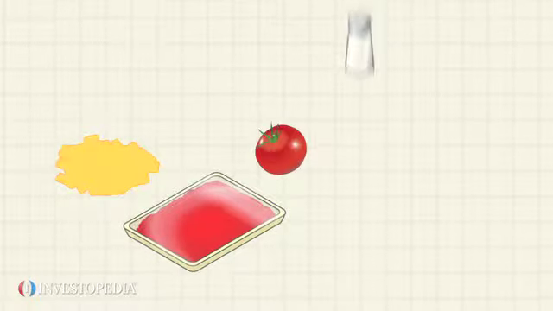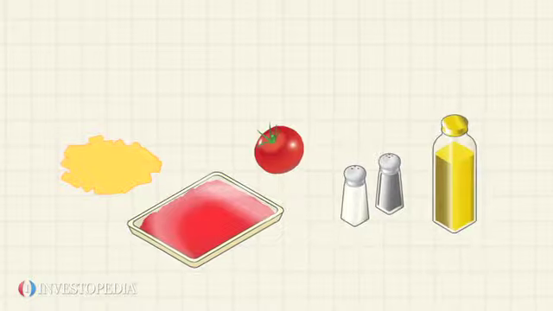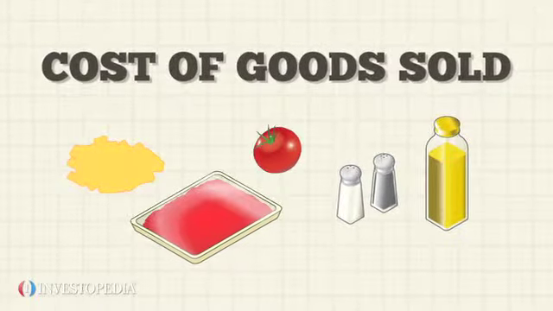SG&A does not include the costs of pasta, ground beef, tomatoes, salt, pepper, or olive oil. These expenses fall under the costs of goods sold category.